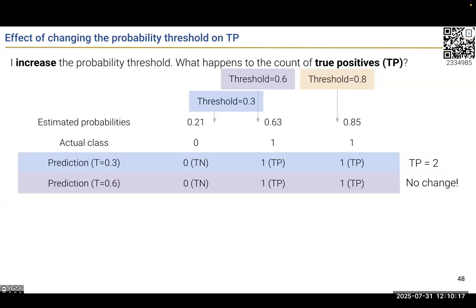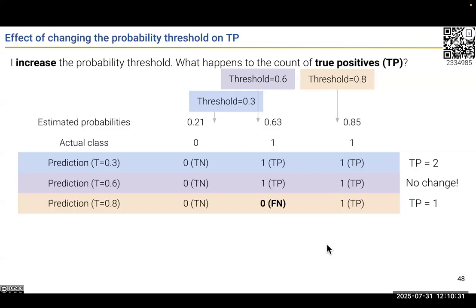What happens here? Well, now I'm going to classify the first 2 points as 0, and the last point as a 1. So I have a false negative here. So I only have 1 true positive, this last point. So the number of true positives can also decrease.